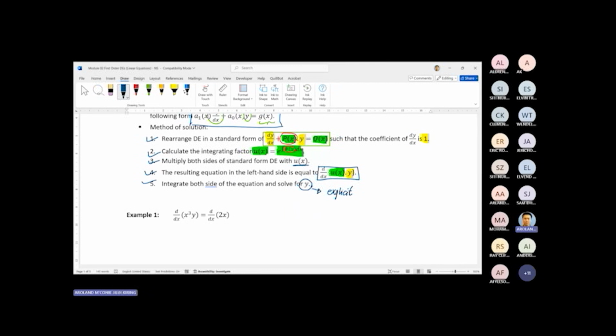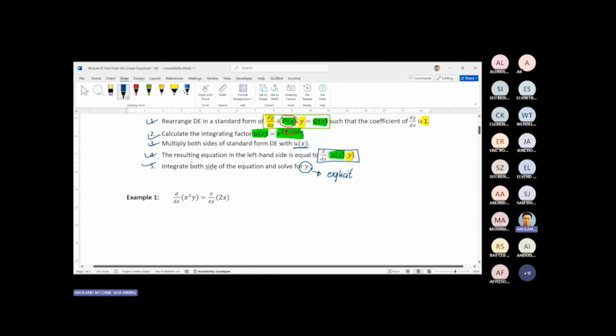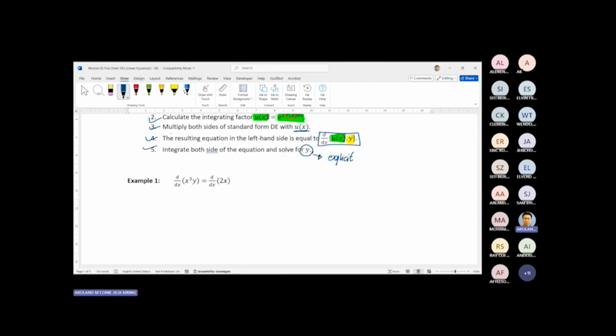Now we start with the first example, and we apply the steps to solve this example. We consider this example as a linear equation. You have this differential equation here. How are you going to solve this? You have two functions here, x cubed and y. You need to split this using differentiation by parts because you have two different components.